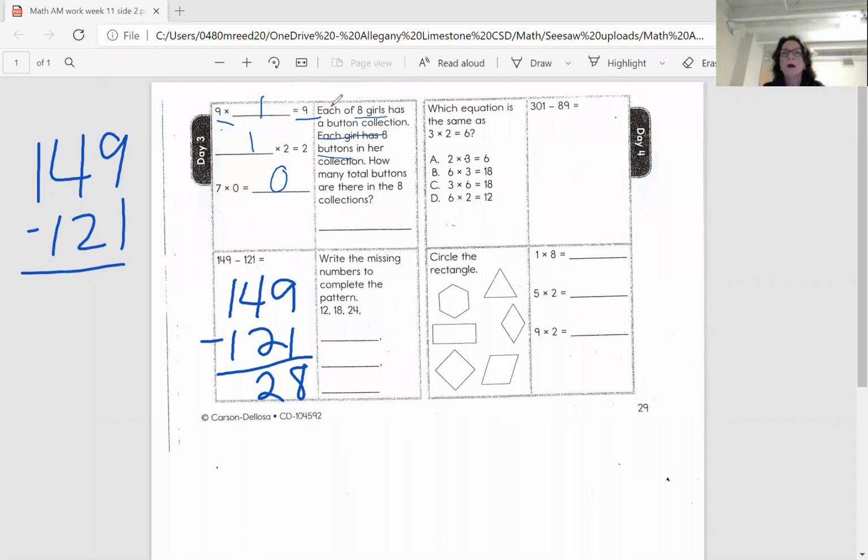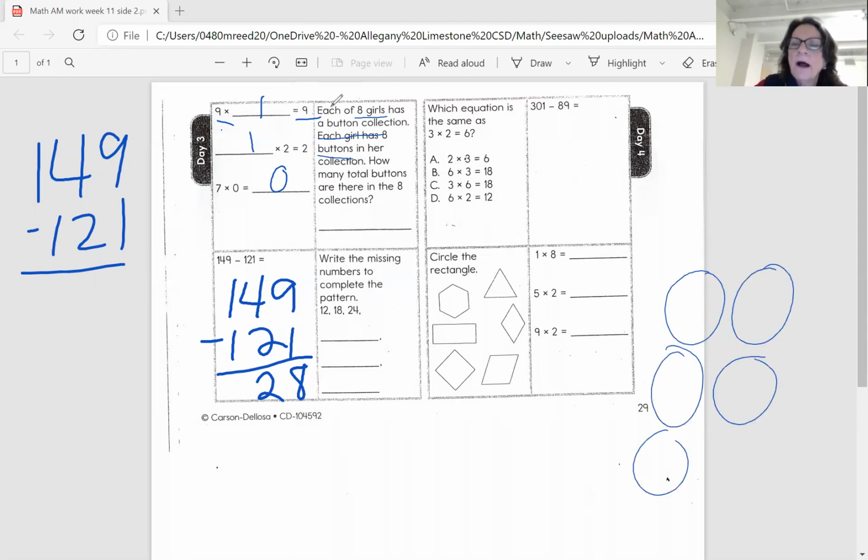So I'm going to draw, you could draw equal groups, you could draw a tape diagram. I'm going to just make it really simple and easy. And I'm going to draw 8 girls and I'm going to use circles. So I'm going to draw 1, 2, 3, 4, 5, 6, 7, 8. And what do those circles represent? They represent my 8 girls.